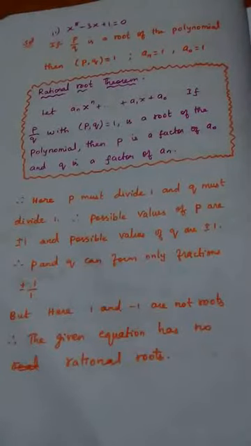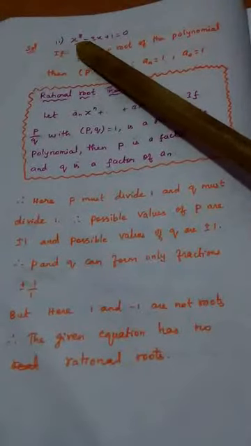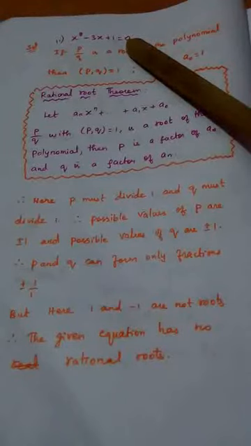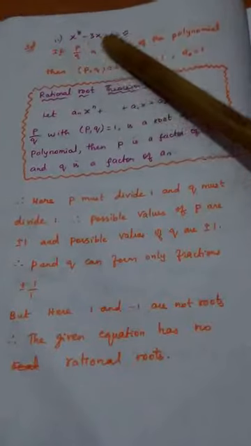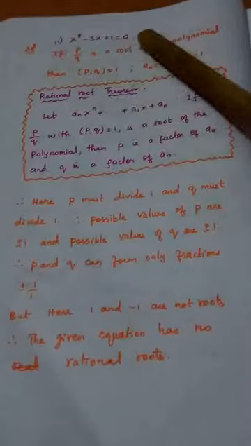Yes, this is question number 31, second subdivision. The question is this: x to the power 8 minus 3x plus 1 is equal to 0. What is the question actually? Examine the rational roots. Find the rational roots of this equation.